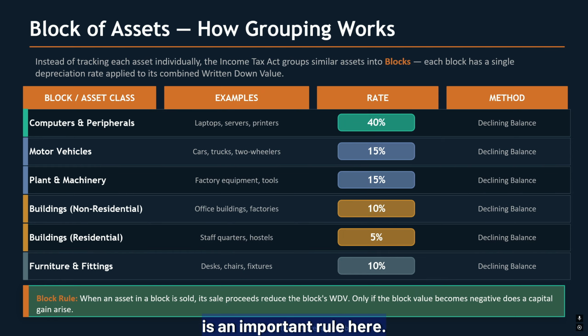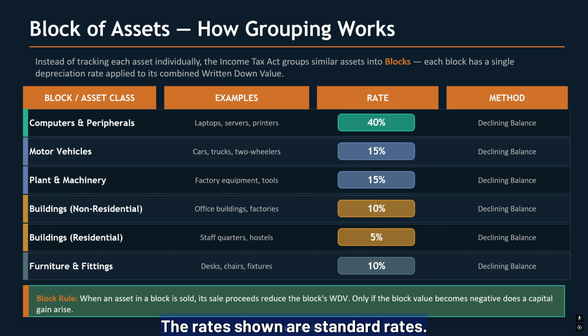There is an important rule here. If the sale proceeds from the disposal exceed the written down value of the entire block, meaning the block's value becomes negative, the negative amount is treated as a short-term capital gain. It is only at that point that the sale triggers a tax event for the block. This is very different from how individual asset disposals work in most other systems. If all assets in a block are sold and the block WDV becomes 0 or negative, the block is terminated for that year. A negative block WDV means total sale proceeds exceed cost and prior depreciation, triggering capital gain.